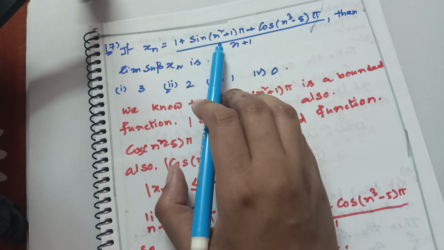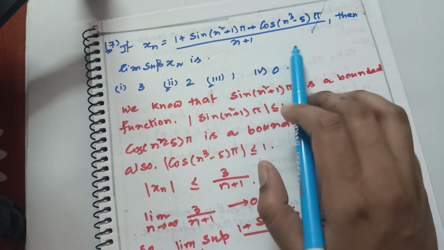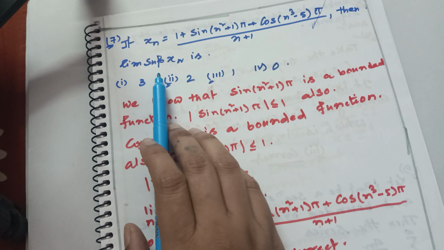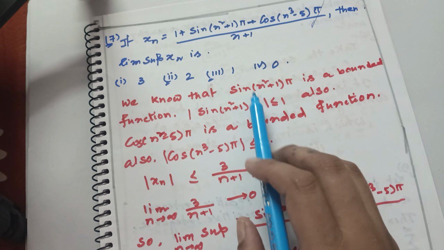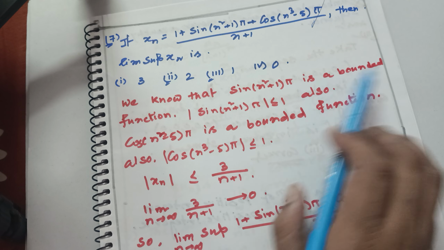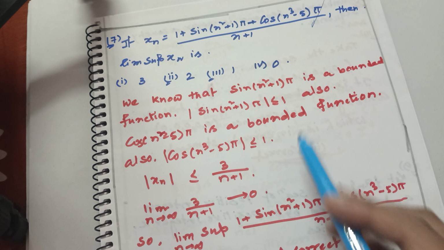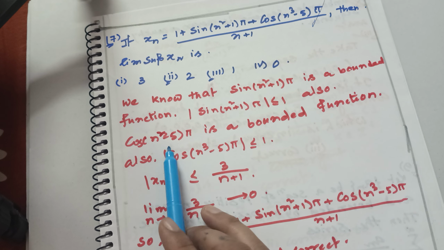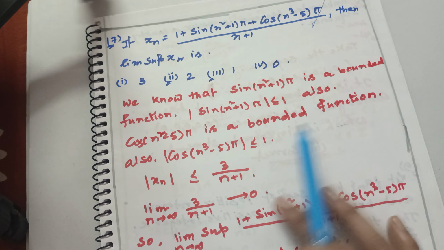Second question: x_n equals 1 plus sin((n^2+1)π) plus cos^n((n^3−1)π) divided by n+1. Then the limit supremum of x_n is which option? We know that sin((n^2+1)π) is a bounded function, and the modulus of sin((n^2+1)π) is at most 1. Also cos((n^2−1)π) is also a bounded function, so definitely its maximum value is 1.